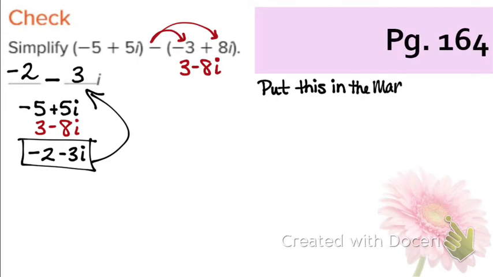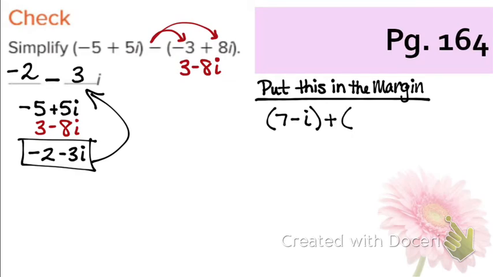All right, so in between the purple box and the blue box, in those couple of lines right there, I want you to put this problem. So I've got 7 minus i plus 12 plus 2i. I want you guys to add this into the margin in between the purple and blue boxes.